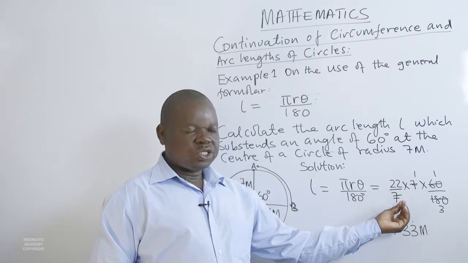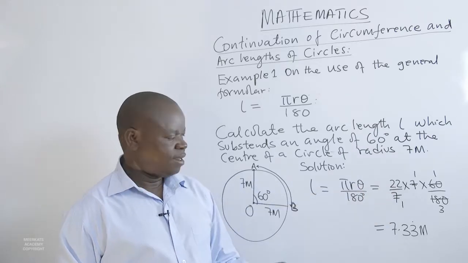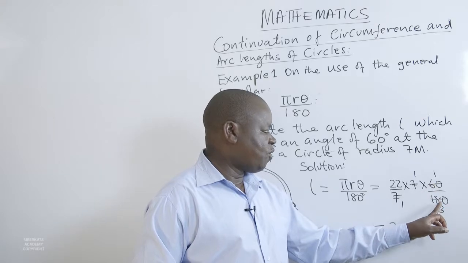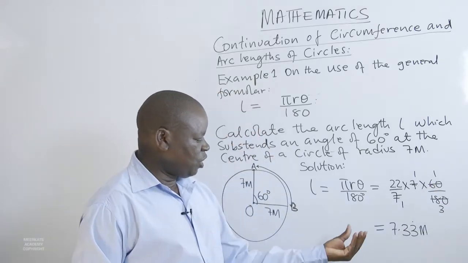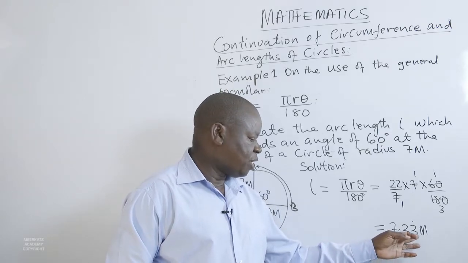So we substitute. There we get 22 over 7, which is pi, 7 is the radius, and 60 over 180 degrees. So when you calculate that, you get 7.33 meters.